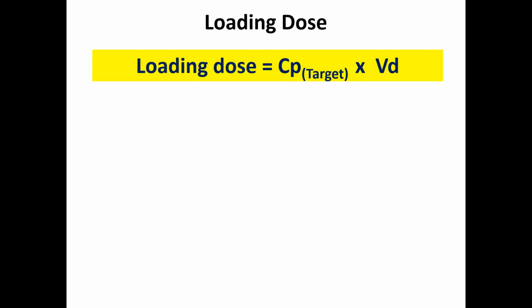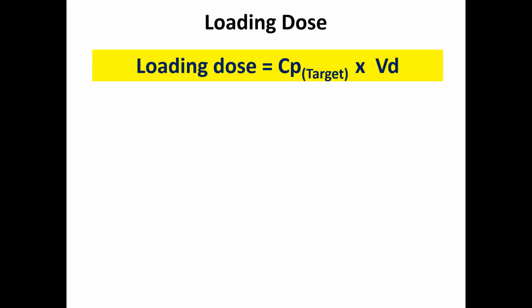The loading dose is calculated as the target plasma concentration multiplied by the volume of distribution. In the previous slides, I mentioned you have to decrease the dose of the drug in renal dysfunction. Now I am rephrasing my statement. How? Look at this formula of loading dose.